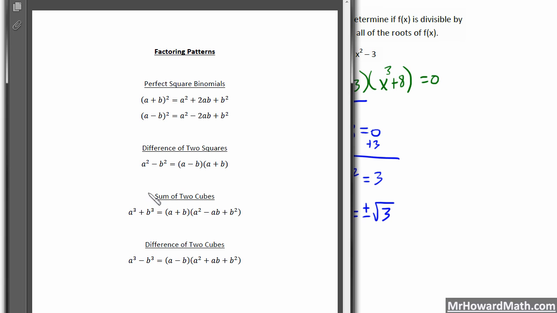And remember that the sum of two cubes, that's it right here. That's what we have. We have a sum of two cubes: a cubed plus b cubed. So our a value is the cube root of x cubed, which is x, and our b value in this pattern is the cube root of 8, which is 2. Okay, so we're just going to fill out this pattern, and that will factor it for us.